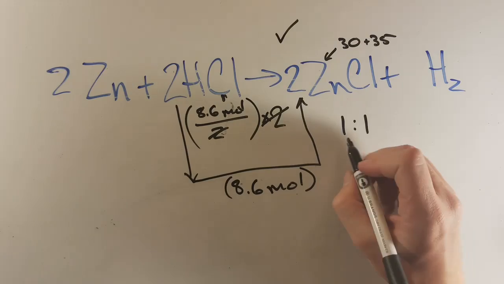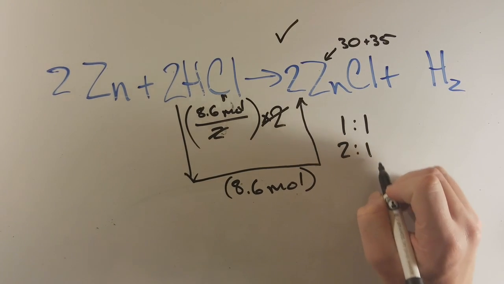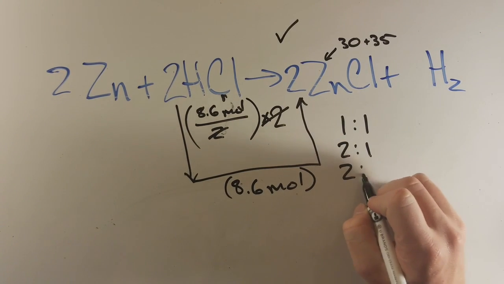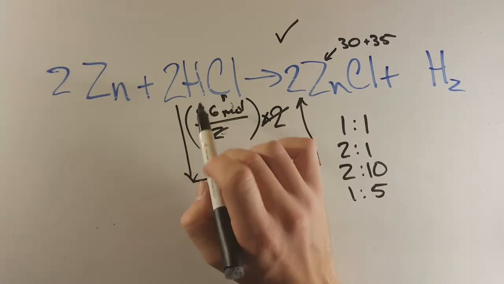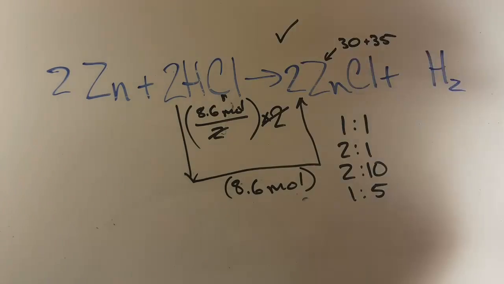In the past, we've worked with, I don't know, like a 2-to-1 ratio, or worked with a 2-to-10 ratio, or a 1-to-5 ratio. In this case, it's 1-to-1. So however many moles you start with this, you're going to make the same amount of moles with that one.